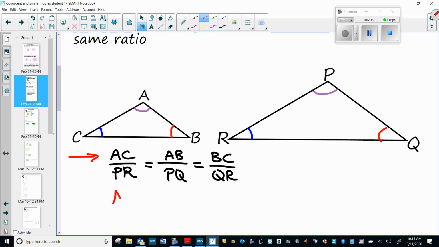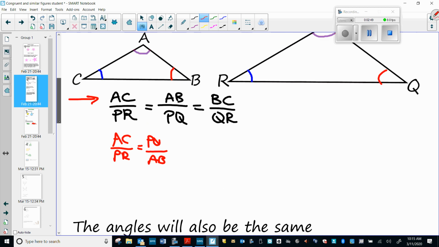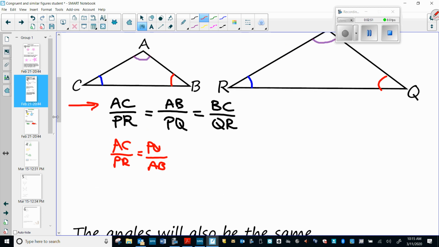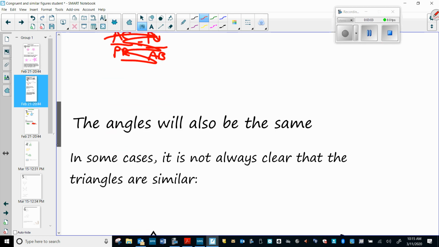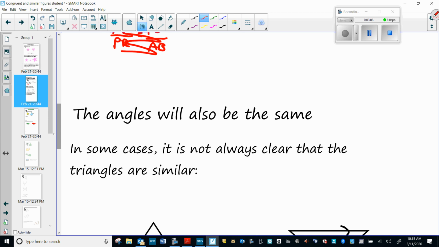You could not say that AC over PR would equal PQ over AB. Do you all see that would not make sense? Do you see the difference? So they have to be the same order, if you like. One triangle on the top, one triangle on the bottom. Okay. Right. The angles would also be the same as each other.